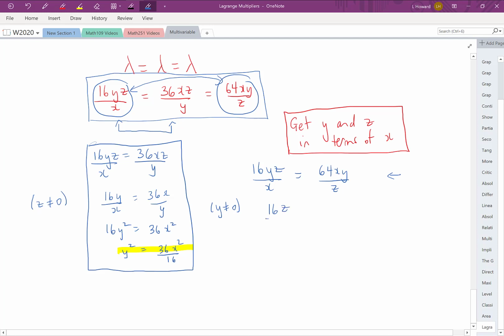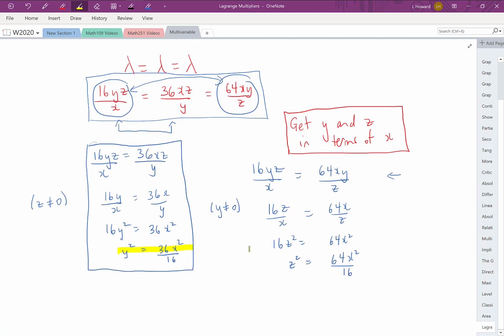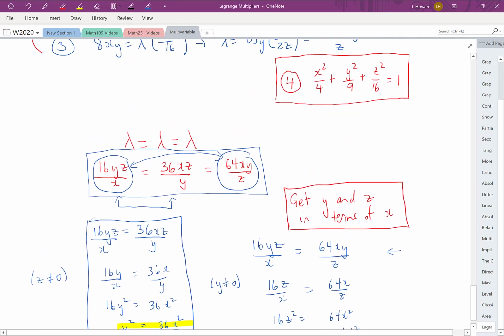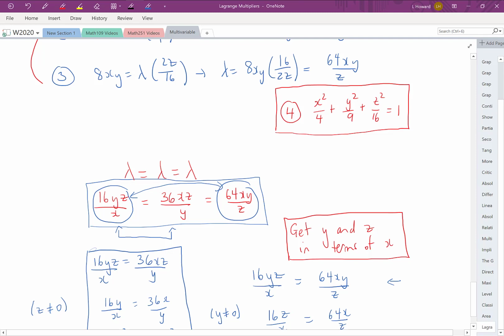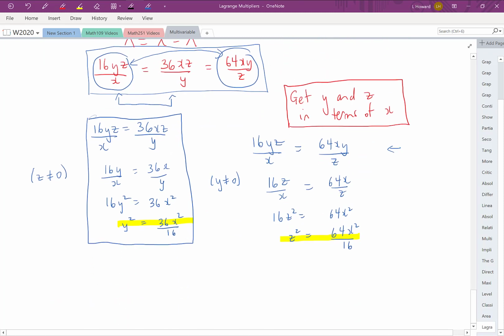So we can say 16z over x equals 64x over z. Cross multiply: 16z squared equals 64x squared, and sure enough, we're getting a little formula for z squared. So z squared is 64x squared over 16. So we have managed to write z in terms of x. And similar to our discussion before, we don't need to go all the way to solving for z, because if you look back at our constraint, which we've got now right up at the top of the screen, the constraint actually involves z squared as opposed to z. So it's going to be good enough just to solve for z squared there.